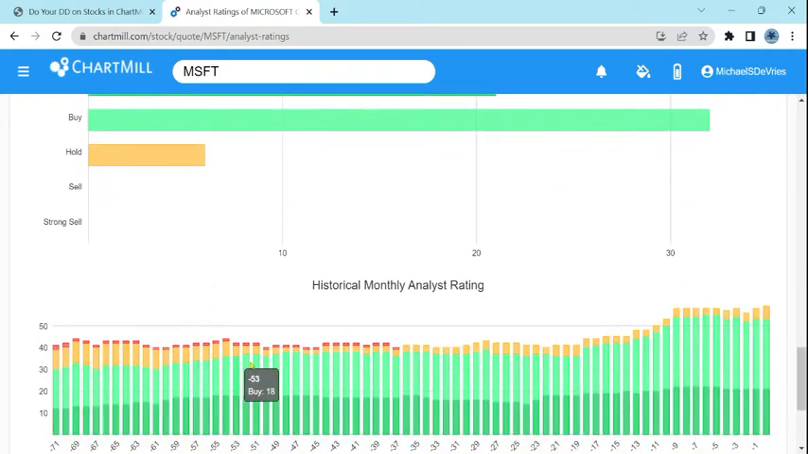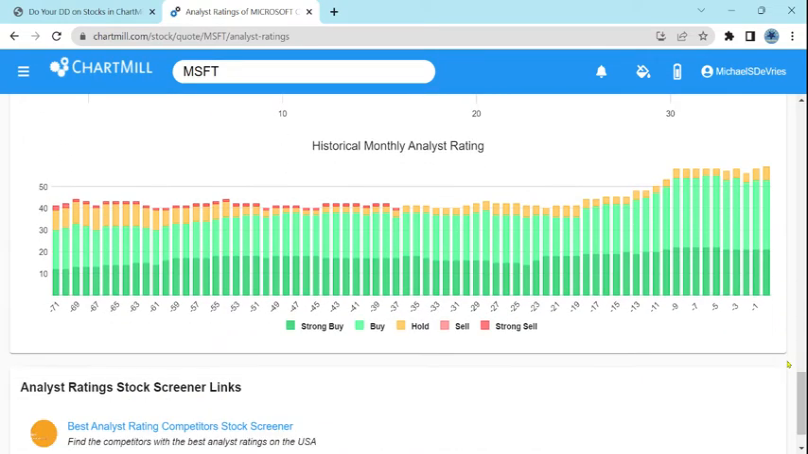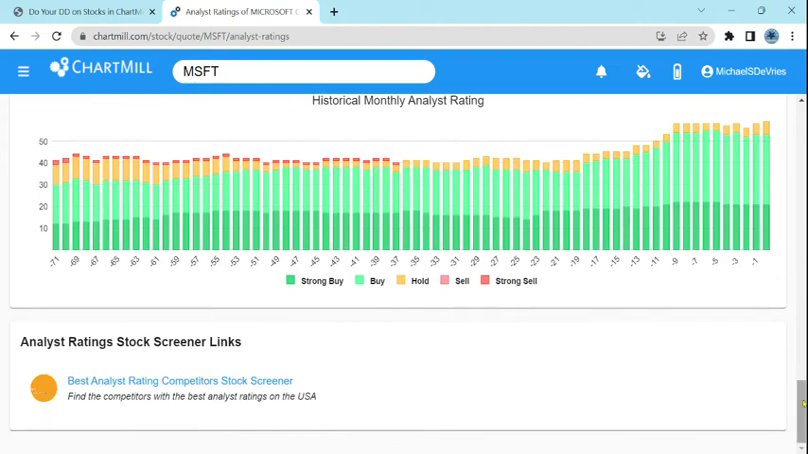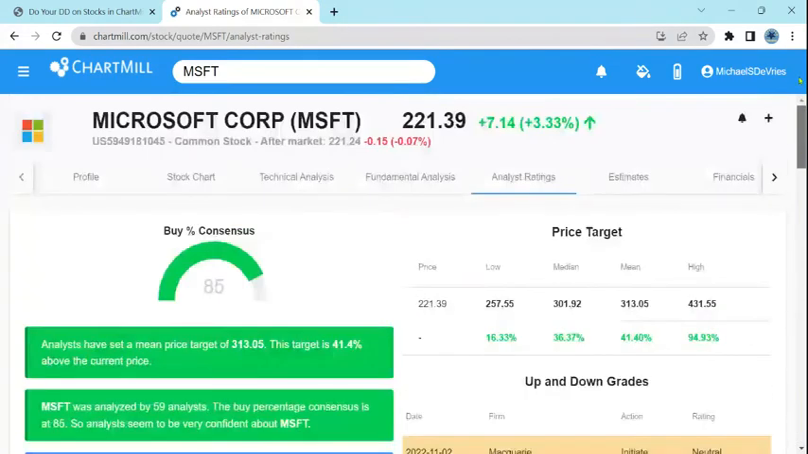And then they have a nice chart as to how those ratings have changed over time. So we can see an increase in the buy ratings. We can see that the sell ratings have dropped off. The hold ratings look relatively stable with a few increases. Even the strong buys look like some slight increase. So again, you can see how those ratings have changed over time. Are the buys increasing or the sells increasing? And that gives you a good feel for what the analyst view is and helps you with your due diligence on any stock here in ChartMill.